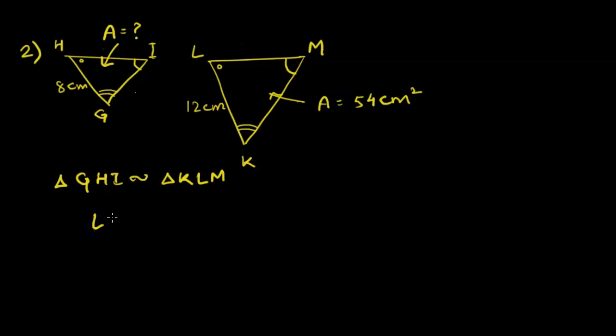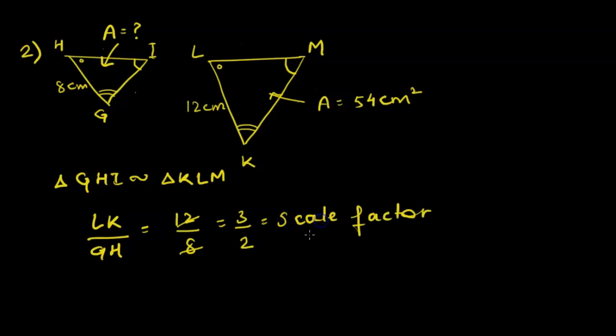So because the triangles are similar, we can say LK side length divided by GH side length is equal to 12 over 8. We reduce it down to lowest terms and we get 4 times 3 is 12 and 4 times 2 is 8. So this is our scale factor. Now always remember that when two triangles are similar, they have a similar scale factor of the side lengths. Also, they have the same square of the scale factor for the area of the two triangles.